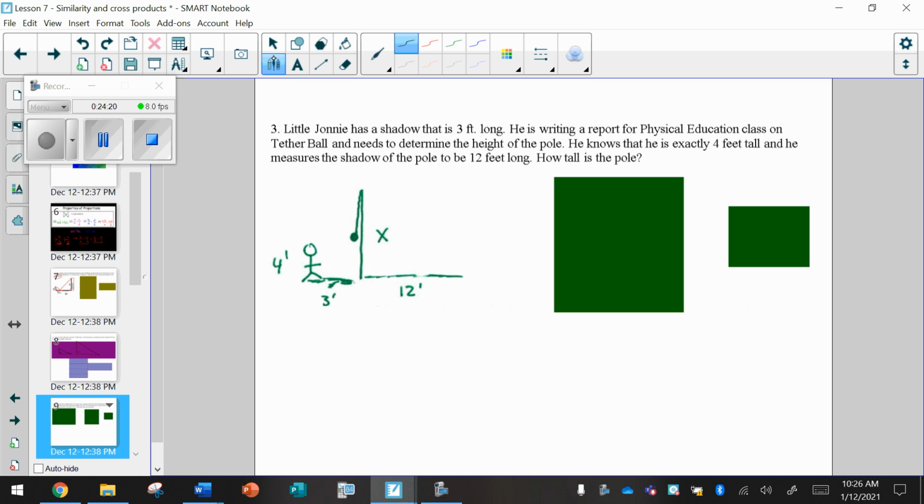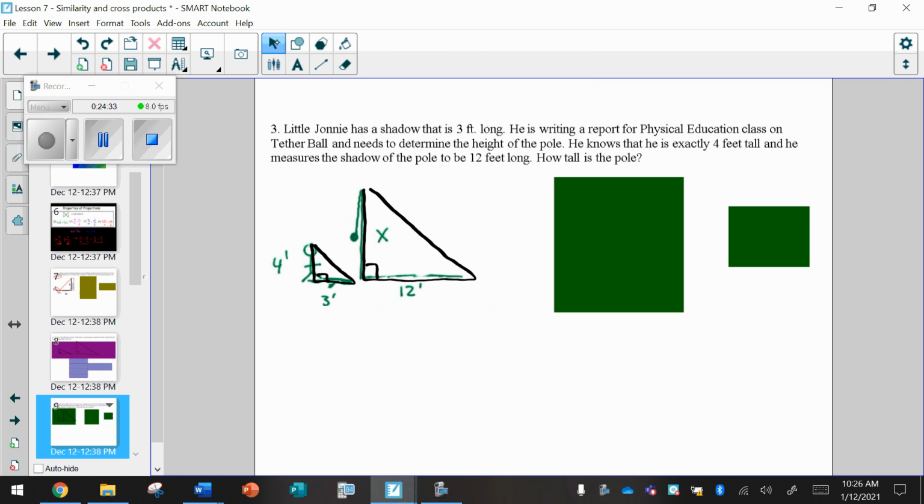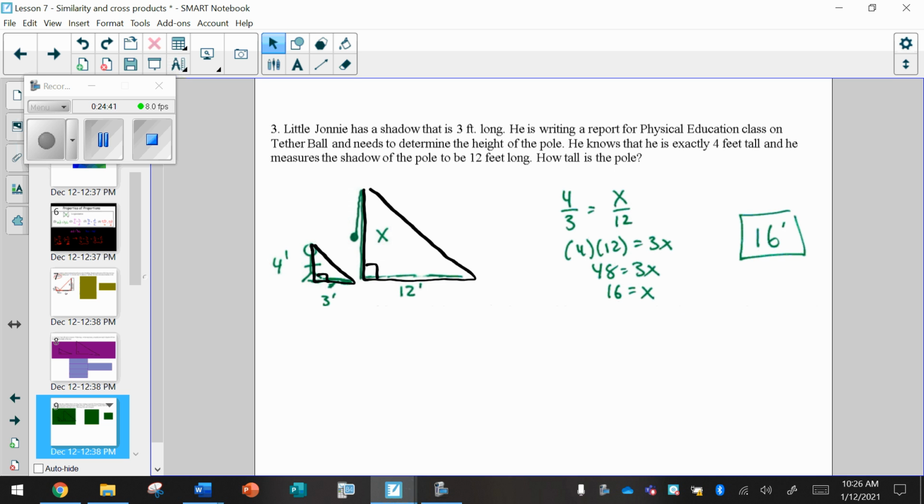That's creating a couple of triangles for us. 4 feet tall, 3-foot shadow, makes a right triangle. Unknown height of the tetherball pole, 12-foot shadow, makes another right triangle. So I want you to set up your proportion, cross multiply, solve for x, pause it, and I'll see you in a couple seconds. So hopefully you got the height of the tetherball pole to be 16 feet.